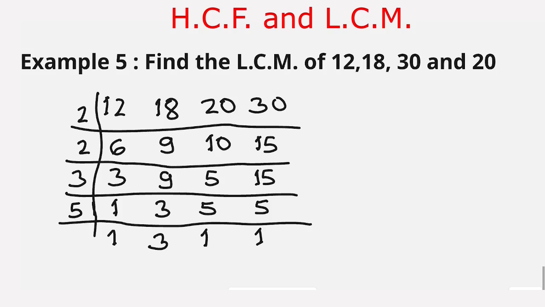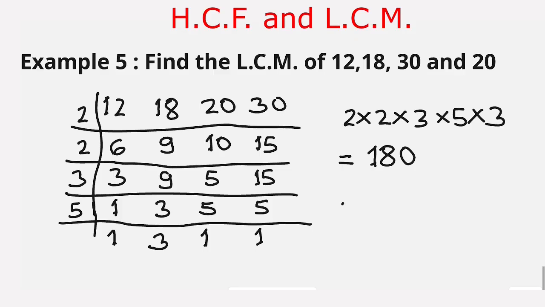So our LCM will be the product of all the divisors. Divisors are 2 multiplied by 2 multiplied by 3 multiplied by 5 multiplied by 3 and all 1, 1, 1. Now the product of these numbers: 2 times 2 is 4, 4 times 3 is 12, 12 times 5 is 60, and 60 times 3 is 180. Therefore our LCM is 180.